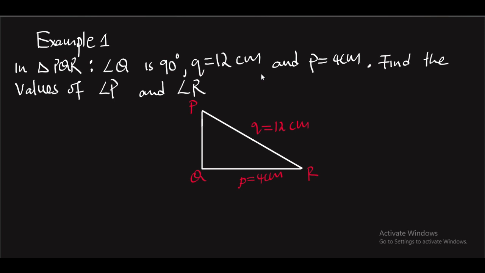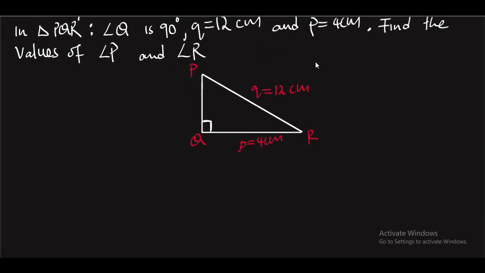In example 1, they say in triangle PQR, angle Q is 90 degrees, side q is 12 centimeters, and side p is 4 centimeters. Find the values of angle P and angle R. They told us that angle Q is 90 degrees, so this tells us that this is a right angled triangle. As this is a right angle triangle, we are going to use our trig ratios.